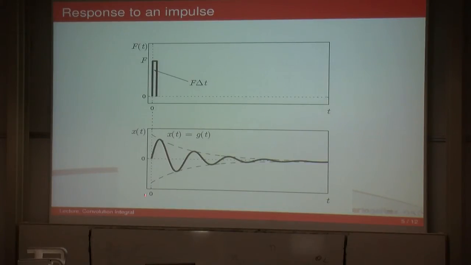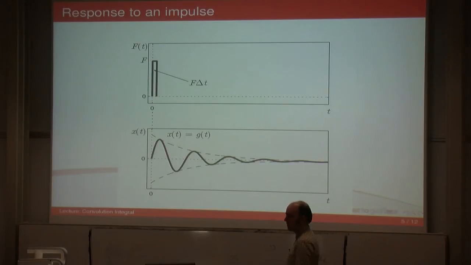Okay. These bounding curves are given by the exponential. It's decaying exponentially. And this is my x, my displacement, and I've called this particular function g of t. Okay. I've just called it g of t. So if you have a mass spring damper system and you give it an impulse force, this is the sort of response you're going to look for.